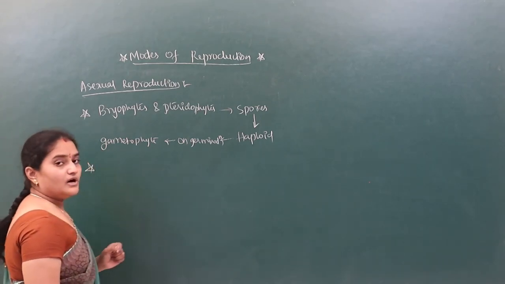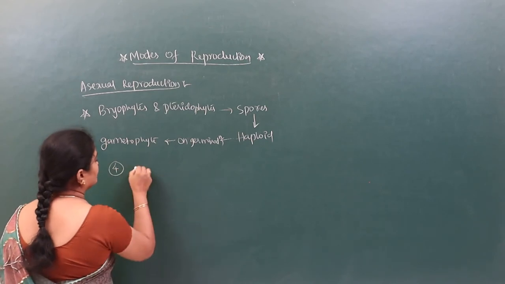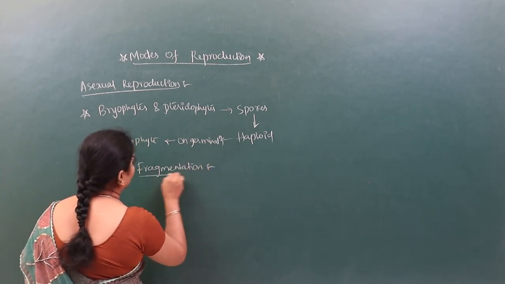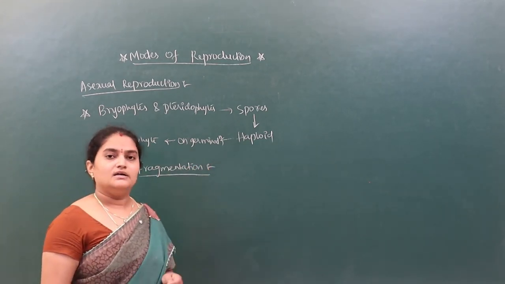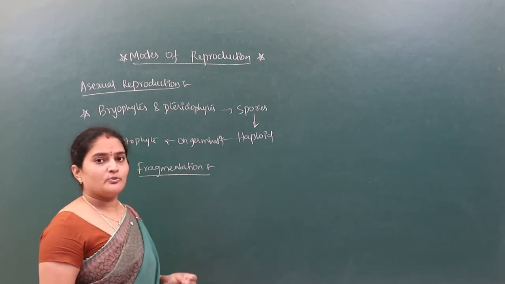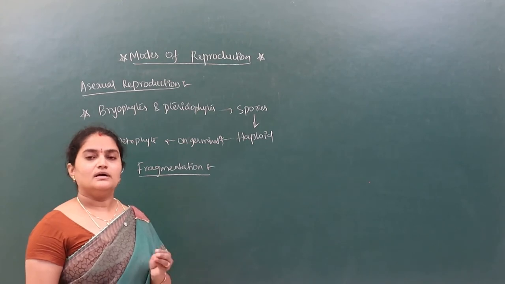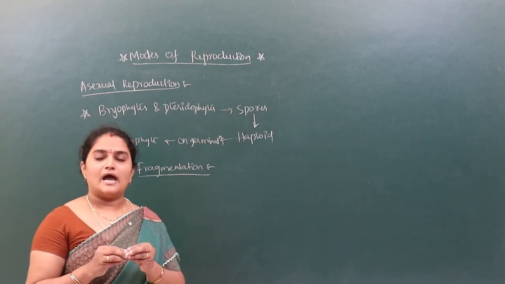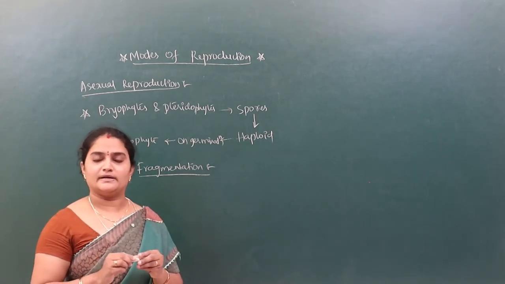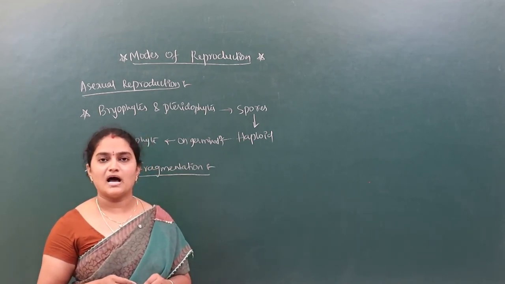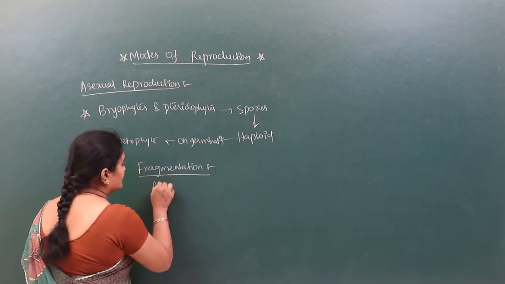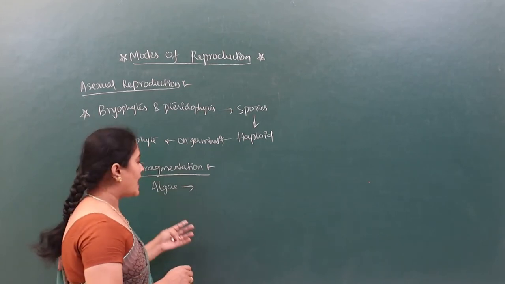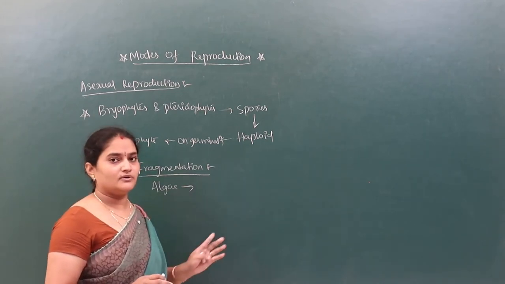Next, a fourth process, that is called fragmentation. Fragmentation is considered a vegetative propagation. During fragmentation, the plant body gets detached and it will individually grow into a new plant. The fragmentation is exhibited by the algae. So if the algal filaments are broken, they can give rise to a new plant. So algae will exhibit this fragmentation.